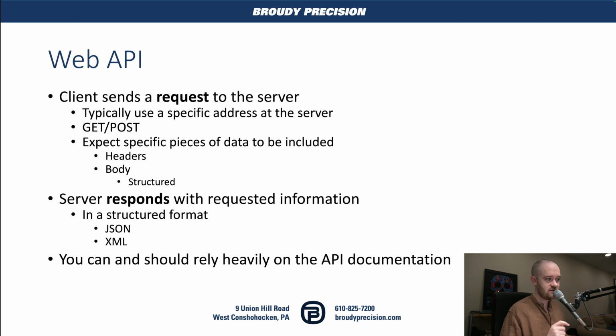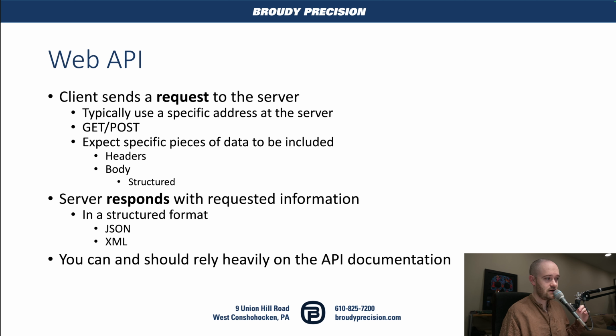This typically uses a specific address or endpoint at the server where the server is expecting to get these requests. These requests can be made in a bunch of different forms. The two most common, the two that we're most likely to see, are going to be a get and a post. A get essentially just means that we're telling the server, hey, give me the information that you have about the specific resource. And a post is going to be, here's some new information that you don't know about. I want you to do something with it. So that's going to be the post.